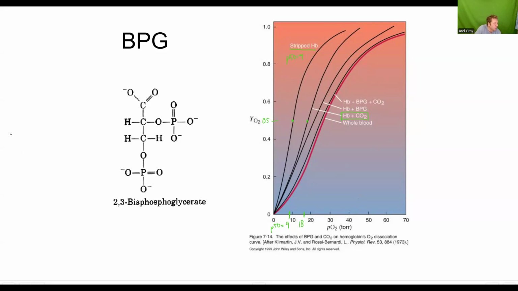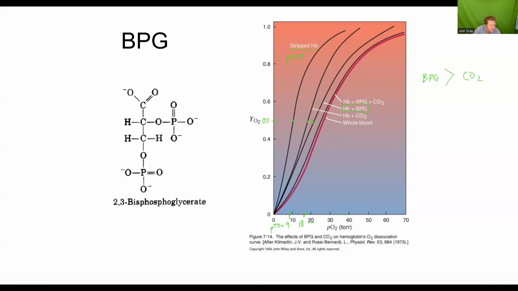Then, when we compare that to hemoglobin and just bisphosphoglycerate, well, then our P50 is going to go up. I'm going to just call that 20. So if you think about or compare what has a more dramatic effect on hemoglobin's binding affinity for O2, you could say BPG has a greater effect, is greater than CO2.